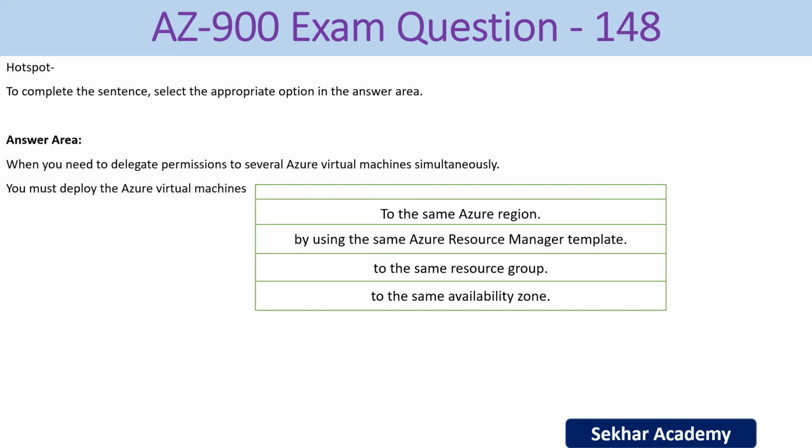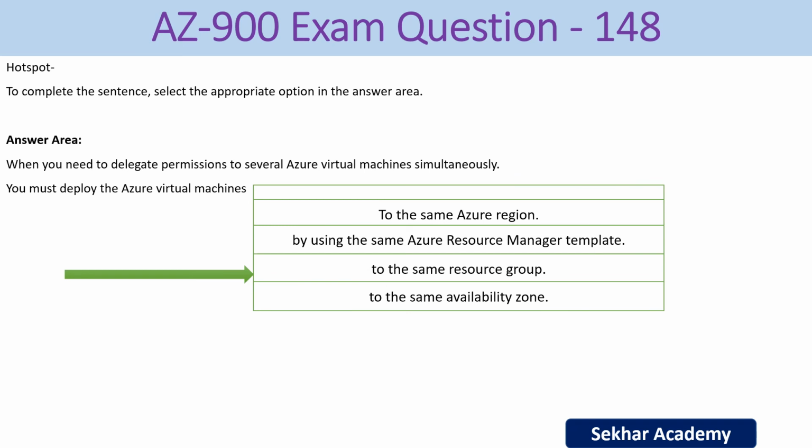So when you need to delegate permissions to several Azure virtual machines simultaneously, you must deploy the virtual machines so that they are available in the same resource group, right? The right answer is to the same resource group. You must deploy the Azure virtual machines to the same resource group. That's the way you can delegate certain permissions to several Azure virtual machines simultaneously.